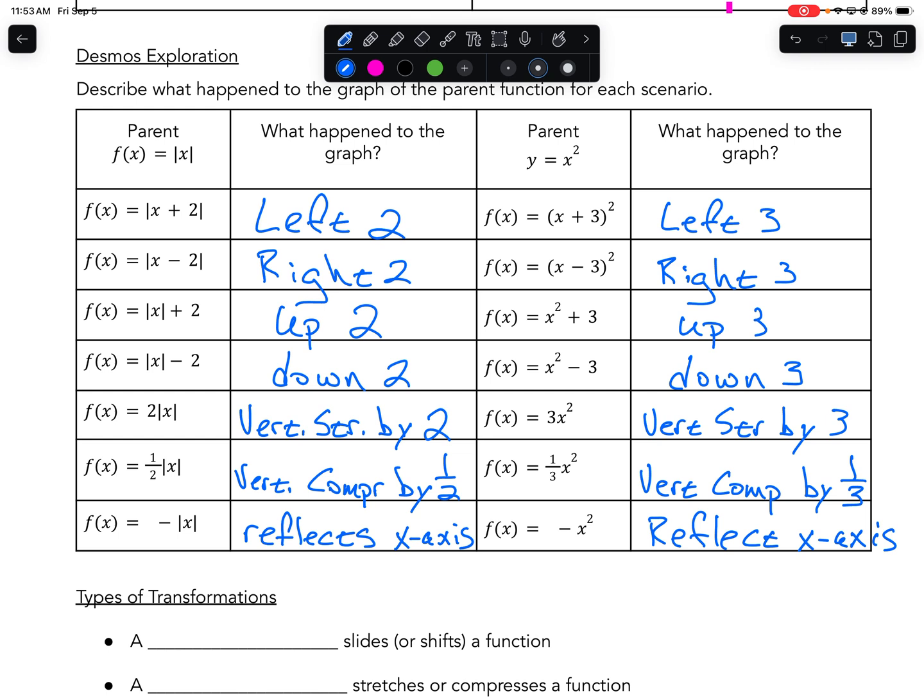Okay, so it's essentially the exact same thing, just different numbers, right? Left 3, down 3, up 3, right 3, vertical stretch by 3, vertical compression by 1/3. Why is it 3 instead of 9? Because if you square x plus 3, that means you multiply x plus 3 times x plus 3. So it'd be like x squared plus 6x plus 9. So it's different, right? If we're just squaring the 3 in the parentheses, then yes, it is 9.